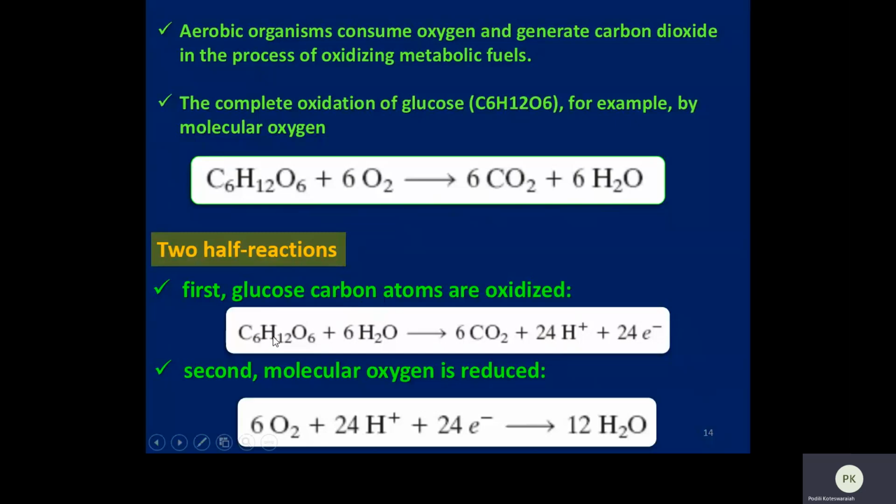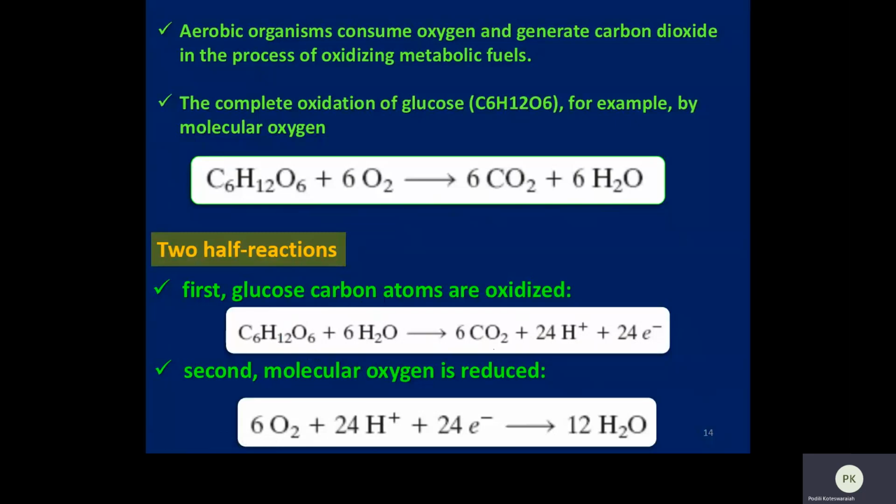First, the carbon atoms in the glucose are oxidized and release electrons, and these electrons further reduce the molecular oxygen to water. So that's what happens. But when the carbon atoms in the glucose are oxidized, the electrons are released.